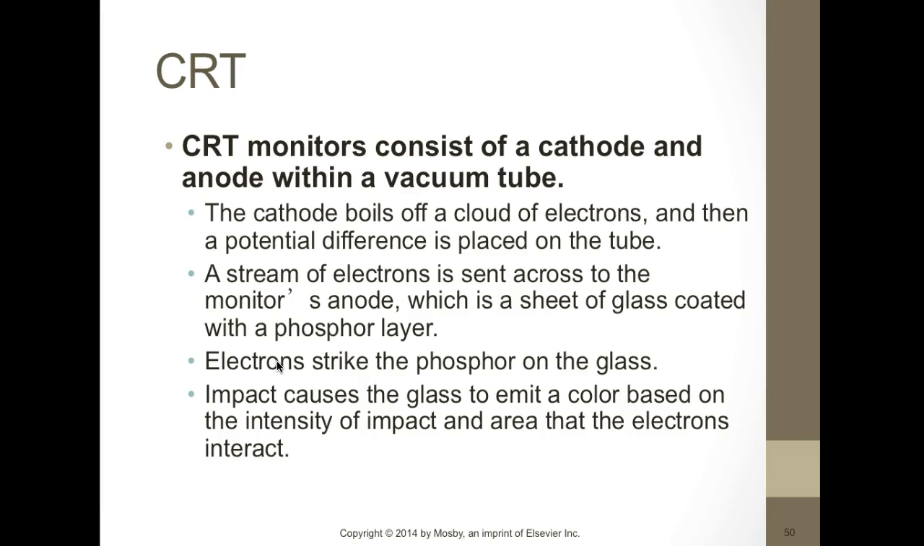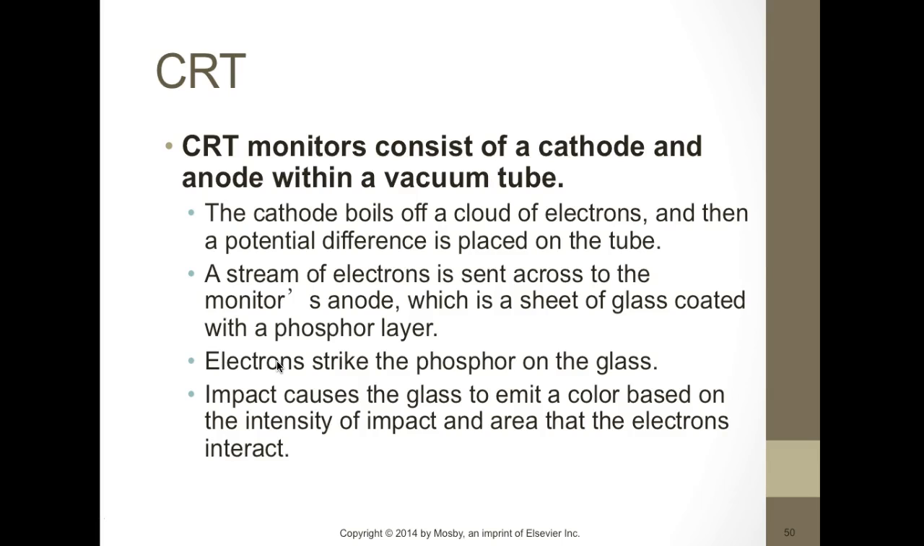So CRT monitors consist of a cathode and an anode within a vacuum tube. So the cathode boils off a cloud of electrons, sound familiar? Then a potential difference is placed on the tube. A stream of electrons is sent across to the monitor's anode, which is a sheet of glass coated with a phosphor layer. You're going to learn all about this when we get to fluoro.